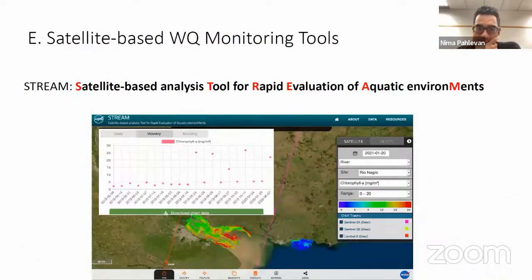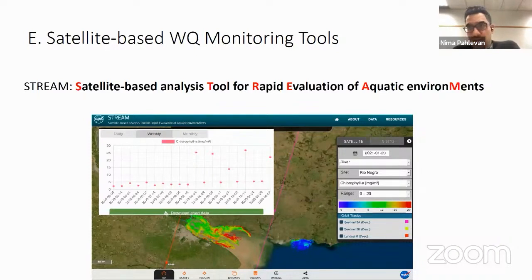So we have been working on a system called Satellite-Based Analysis Tool for Rapid Evaluation of Aquatic Environments. This facilitates use of satellite-derived products. This is still in the works. As I mentioned, we've been working with our partners in Uruguay and Peru to essentially have this system tested over a couple of locations across Uruguay.